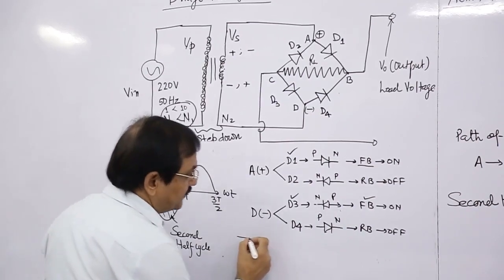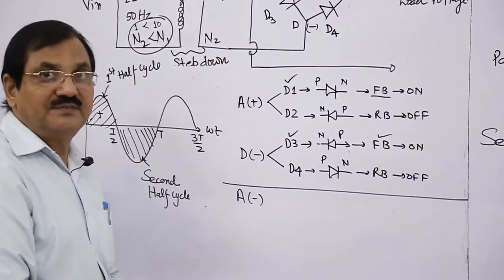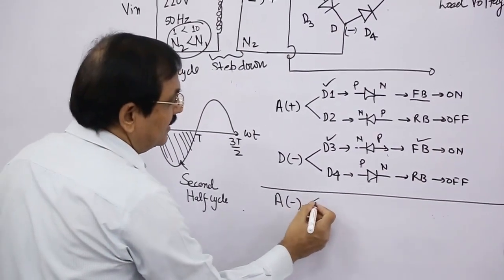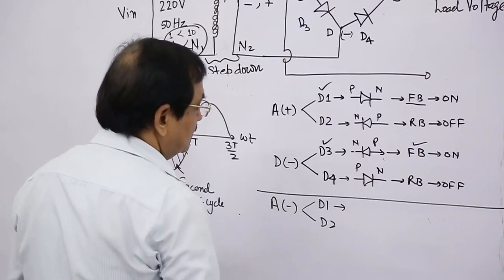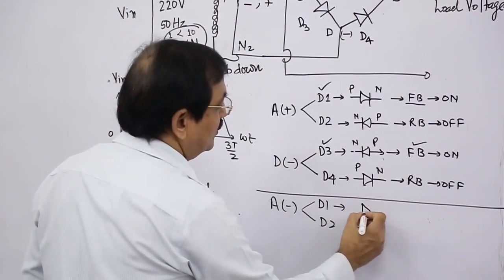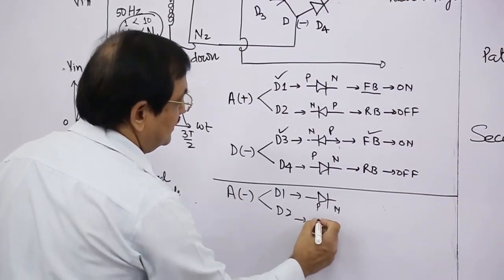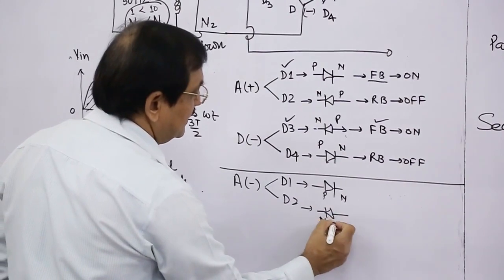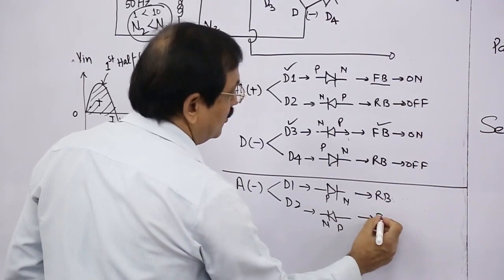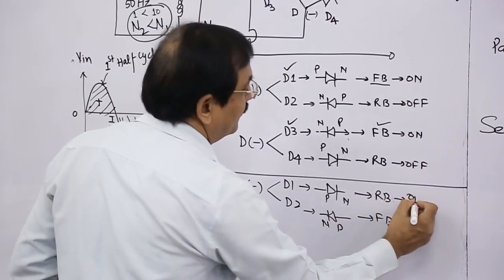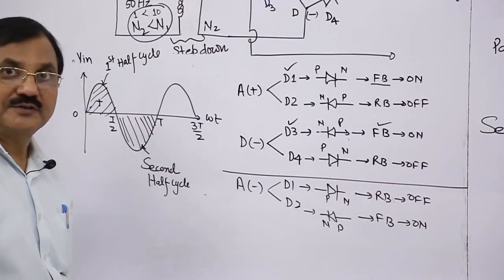So if you see in the same sense, if A is minus, what will happen? Here it is D1 and here it is D2. D1 is connected with a diode, this is P and this is N. This is connected with N and then P. So this is reverse bias and this is forward bias, this is off and this is on.